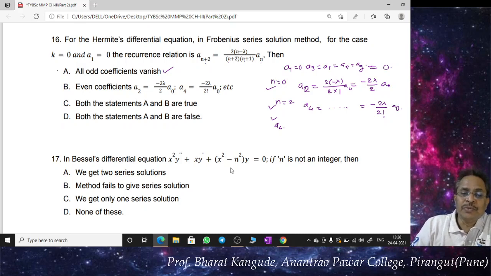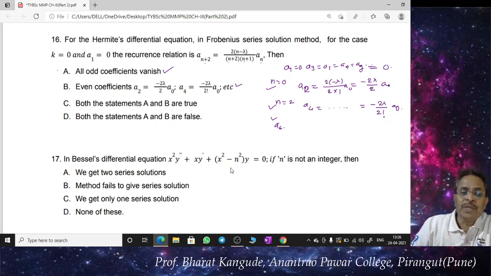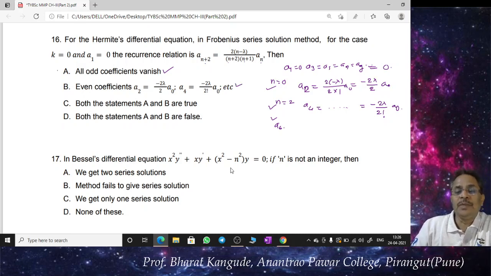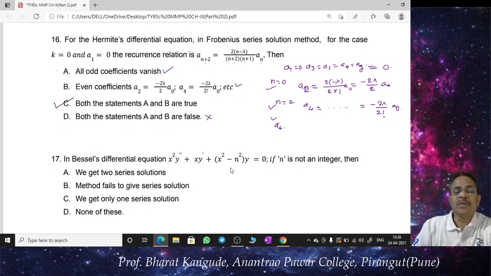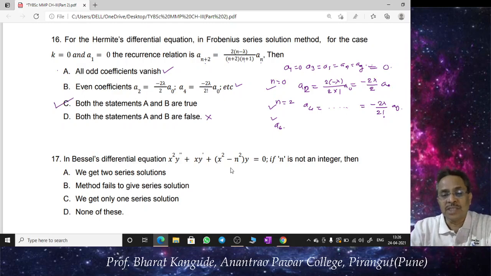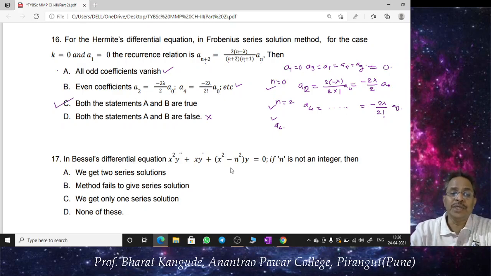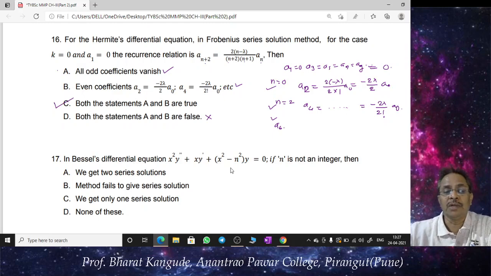So this statement is true as well as this statement is true, and option D, both statements A and B are false, is not correct. So the correct option of this question number 16 is C. Both the statements A and B are true in this case, as shown by this particular example.